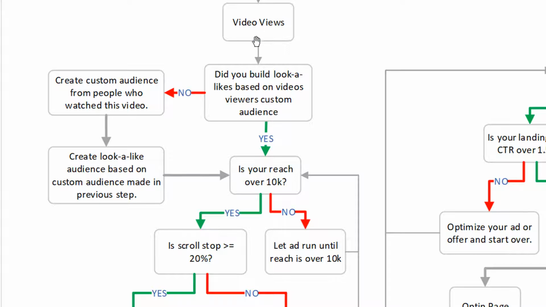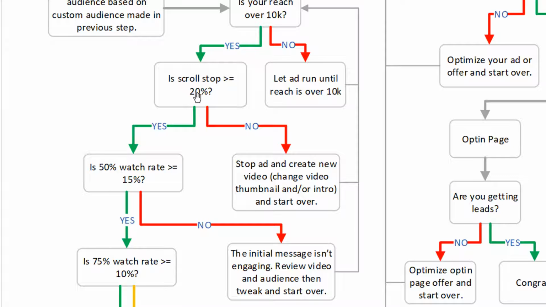So if it's video views, look at the first question we asked. Did you build a lookalike based on the video views viewers' custom audience, right? If the answer is no, then create a custom audience from people who watched the video, and then create a lookalike audience based on the custom audience made in the previous step, right? And now you can ask the question, did you reach over 10,000 people, right? Did that video get shown to 10,000 people? Okay, if the answer is yes, is the scroll stop greater than or equal to 20%, right?